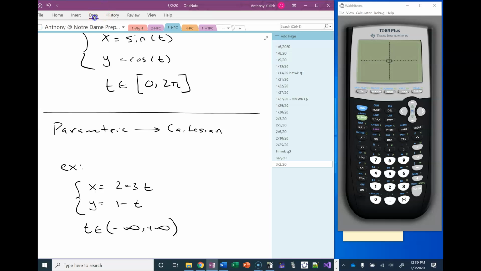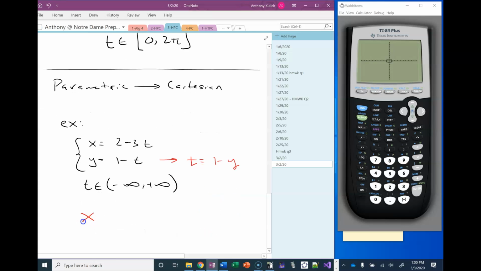Okay. So which equation do you want to solve in terms of t? X or y? Which equation do you want to solve in terms of t? The x equation or the y equation? Sure, okay. So what do I get when I solve this for t? One minus one, right? Okay. So I can then substitute that in to my x equals equation.